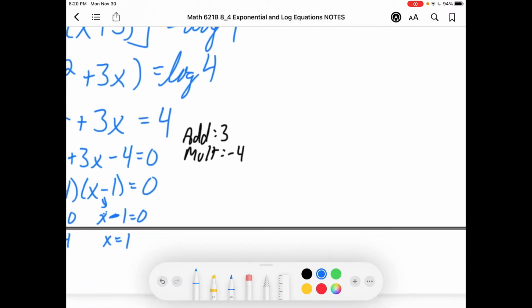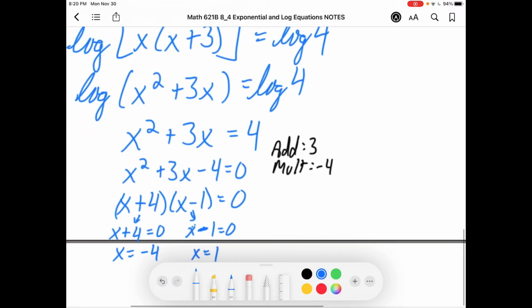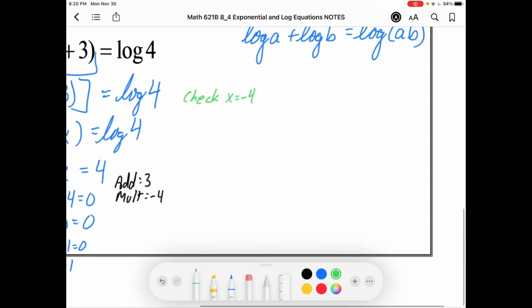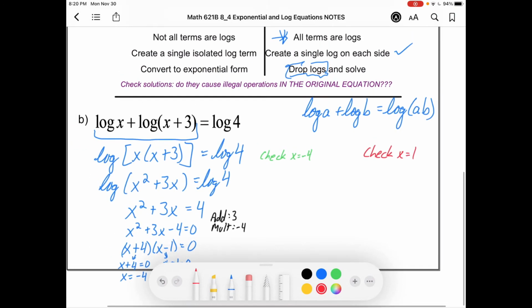And unfortunately, they're kind of hidden down here under my palette. So let me try this. Maybe up top, I'll check x equals negative 4. And then beside it, in red, I'll check x equals 1. Those are our two possible solutions. And I need to put them in the original form of the equation.